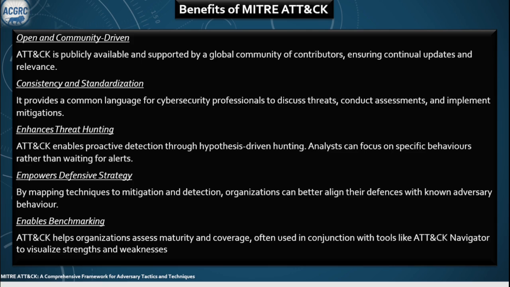ATT&CK enables proactive detection through hypothesis-driven hunting. Analysts can focus on specific behaviors rather than waiting for an alert. By mapping techniques to mitigation and detection, organizations can better align their defenses with known adversary behaviors. ATT&CK helps organizations assess maturity and coverage. It's often used in conjunction with tools like ATT&CK Navigator to visualize strengths and weaknesses.